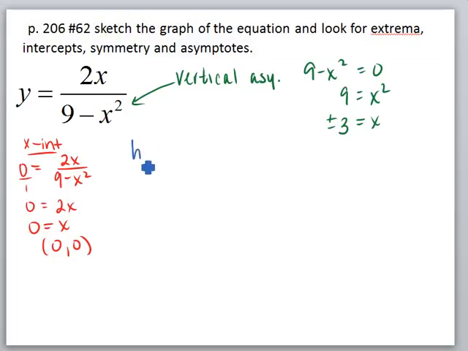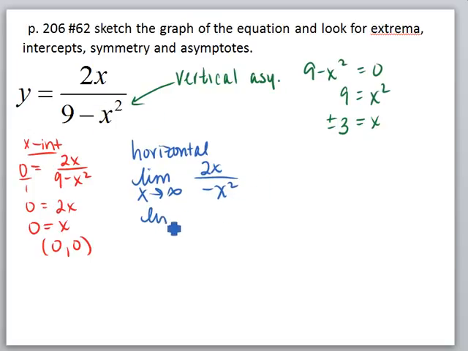The horizontal asymptotes are where the limit as x approaches infinity. So I keep the highest degree on top and the highest degree on the bottom. Notice it is a negative x squared. When I cancel or simplify this, I end up getting 2 over negative x. So as this number gets really, really large, 2 divided by a really, really large number goes to 0. So my answer would be y equals 0 for my horizontal asymptote.